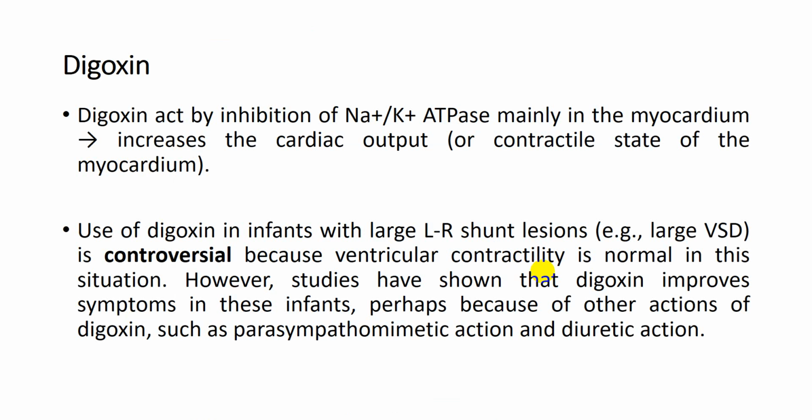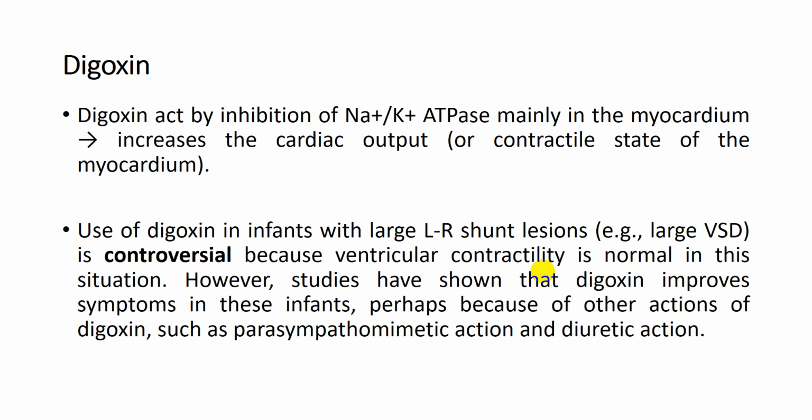This is very important. The use of digoxin in infants with a large left to right shunt, for example, large PDA or large VSD, is controversial because ventricular contractility is normal in this situation. The main mechanism of action of digoxin is increasing contractility. So in a patient with VSD, the contractility is preserved. In a patient with PDA, the contractility is preserved.